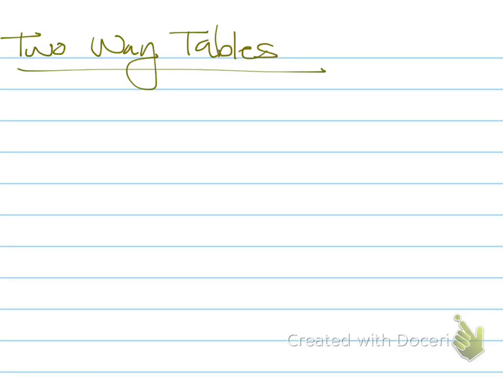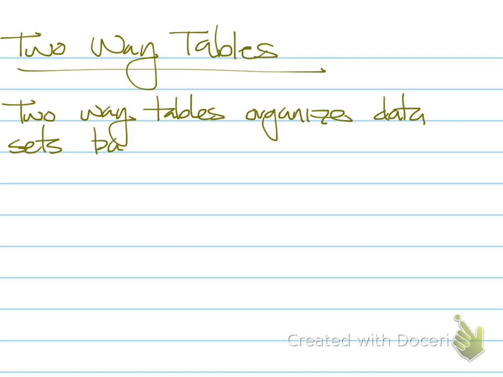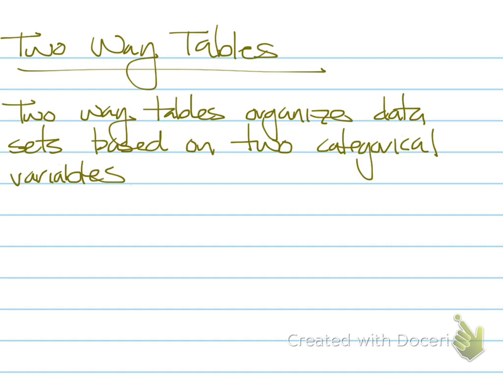This lesson is on two-way tables. Two-way tables are useful in organizing data sets that are based on two categorical variables.